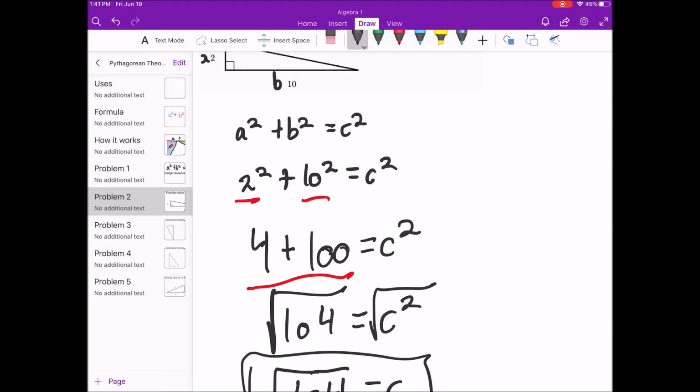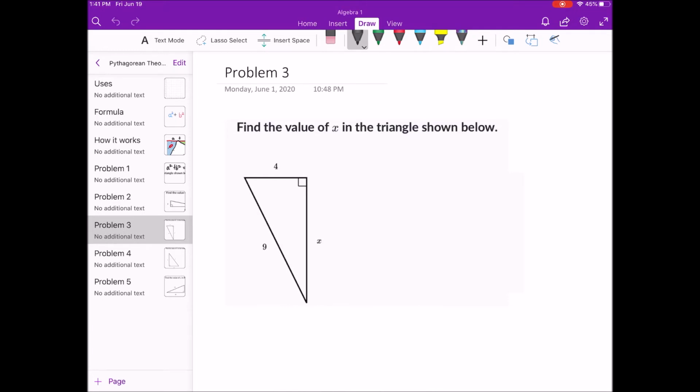Alright, so now we go to problem set 3. Now we are actually provided the hypotenuse. You know that it's the hypotenuse because it's opposite from the right angle. And that is something else to mention: you can only use this formula for triangles that have right angles, or it won't work. So you know that it's the hypotenuse because it's on the opposite side of that right angle. So the hypotenuse is 9.